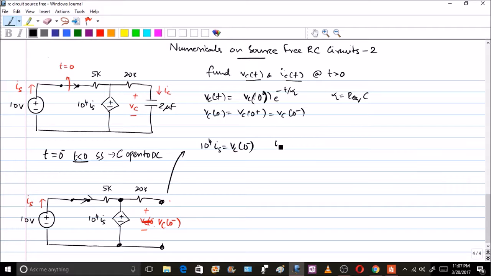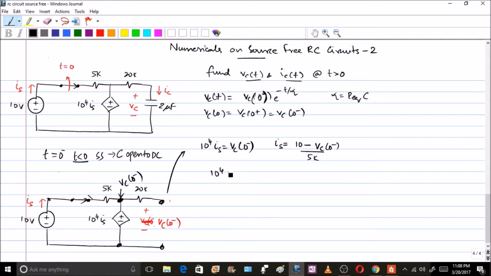The value of Is at this particular instant 0 minus is nothing but 10 minus the potential at this area, and the potential at this area is nothing but Vc 0 minus. So it is 10 minus Vc 0 minus divided by 5K. Remember that this will be in milliamperes. Now let us bring back all things together.